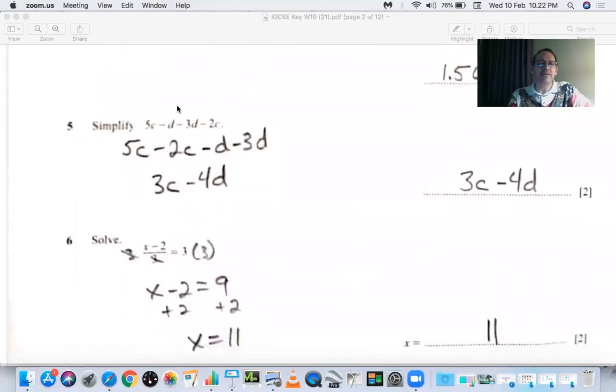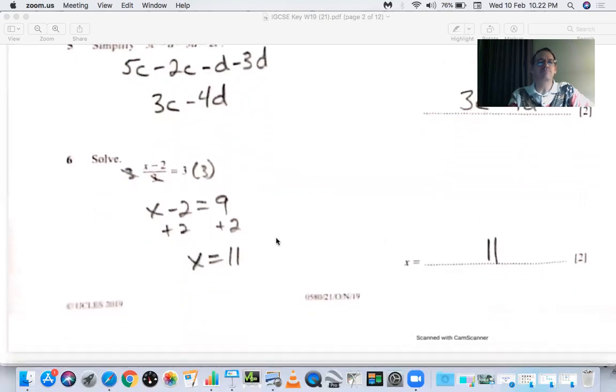Here's simplify. This is just adding like terms. So you have 5c minus 2c and a negative d minus 3d. So you end up with 3c minus 4d in the simplified form.